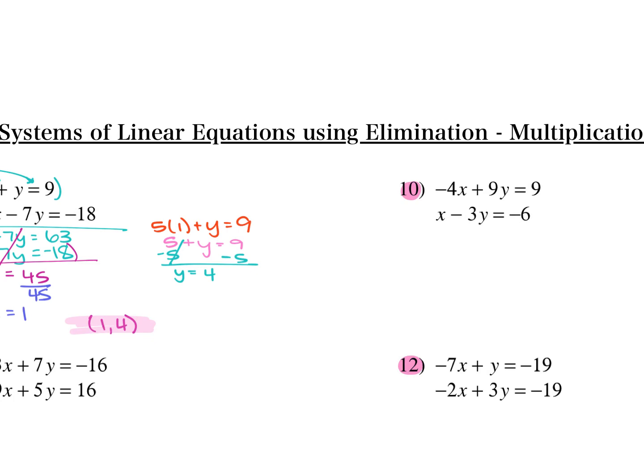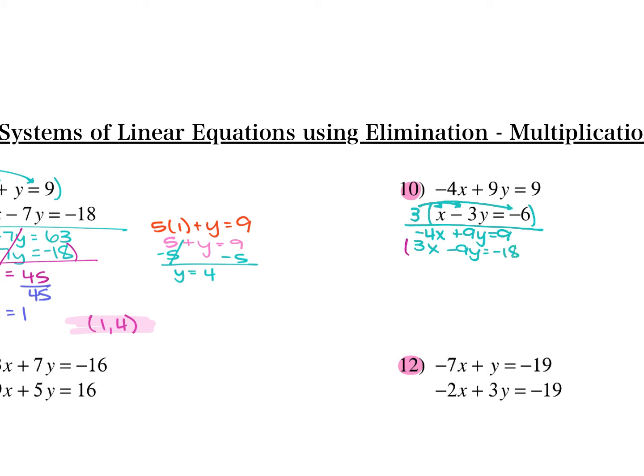So if I take that bottom equation and I multiply everything by 3, the top equation doesn't change, so I'm just going to rewrite it. Negative 4x plus 9y is equal to 9. The bottom equation I'm going to distribute in that 3, so that's 3 times x is 3x. Then 3 times negative 3y is negative 9y. And 3 times negative 6 is negative 18.